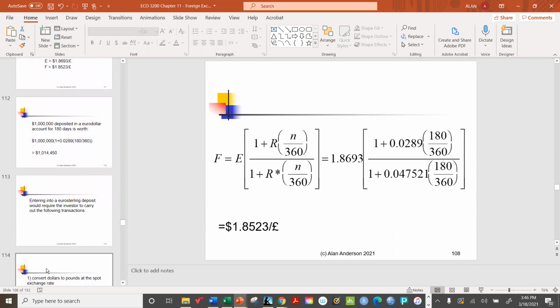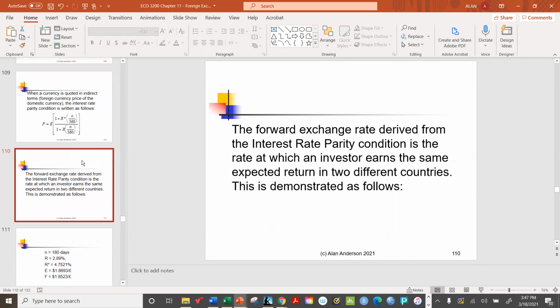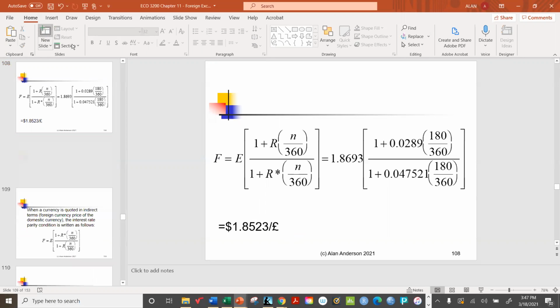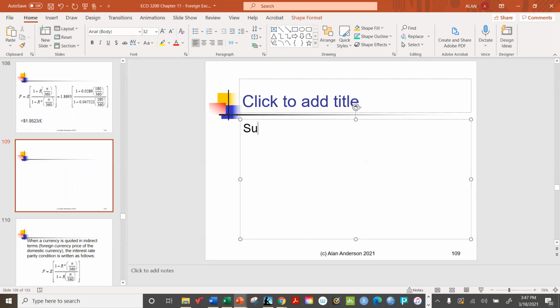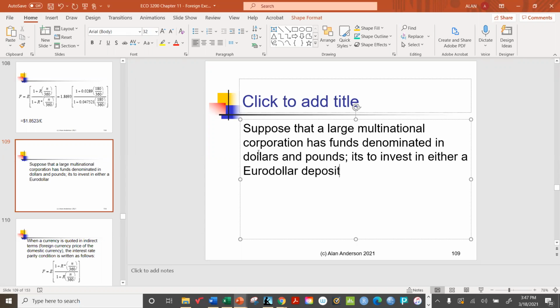Now, I do want to give you a taste for where this is going. The forward exchange rate is not just the one rate at which we can avoid arbitrage. There's another significance to it. So imagine the following situation. Suppose that a large multinational corporation has funds denominated in both dollars and pounds. It wants to invest in either a euro dollar deposit account or a euro sterling deposit account.